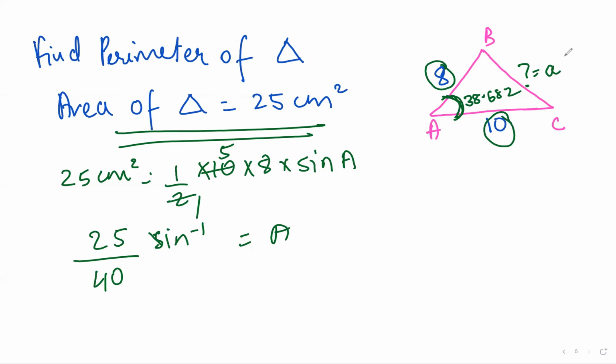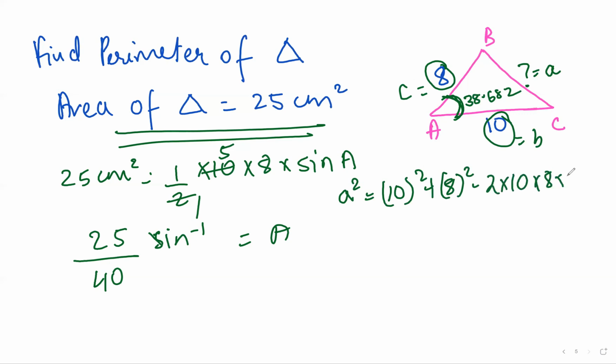So that means this will become A. This angle is given. This will become A. I can take anything B and I can take anything C. So I will be applying my cosine rule over here. A square is equal to 10 square plus 8 square minus 2 into 10 into 8 into cos 38.68. So when I'll be solving this, I will be getting my A square. So let us quickly solve this. 10 square plus 8 square minus 2 into 10 into 8 into cos 38.68. So I will be getting A square as 39.09.